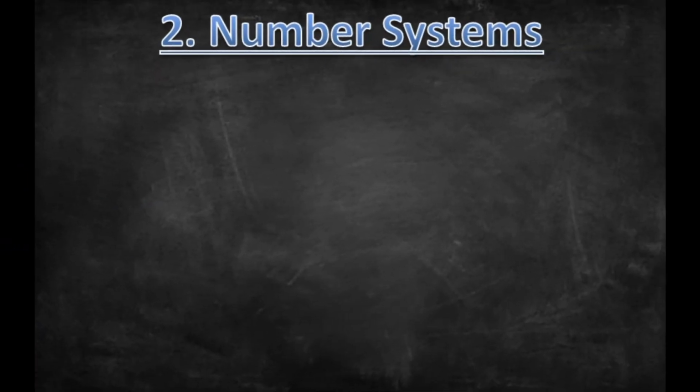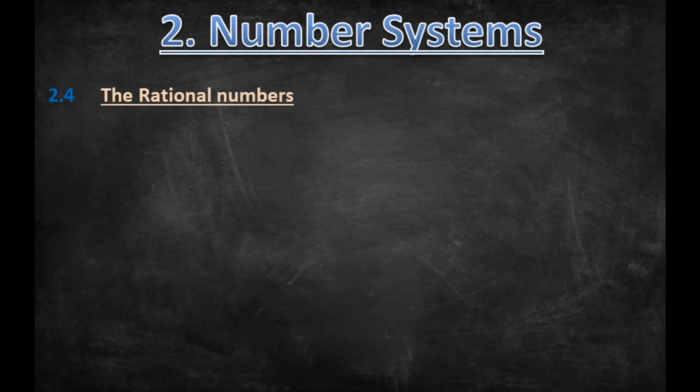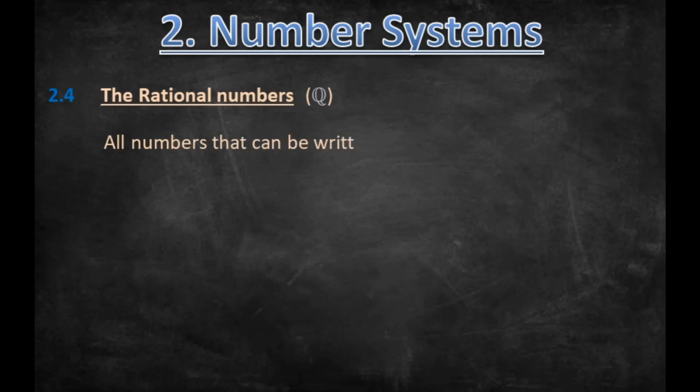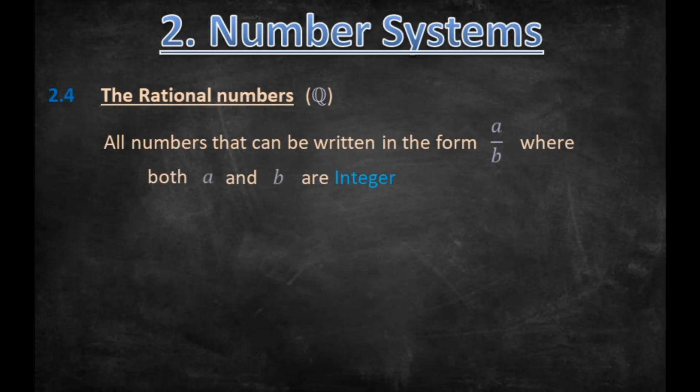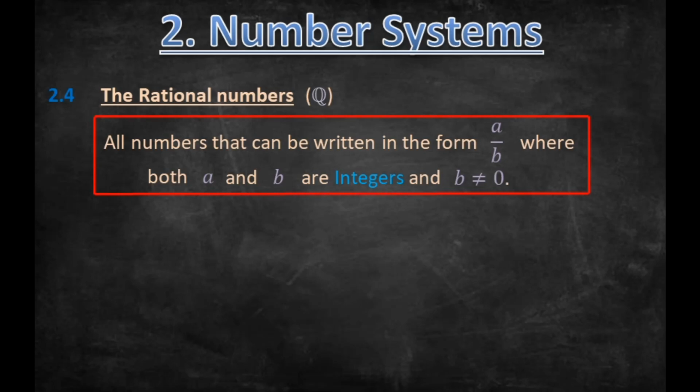Let's go back to number systems. The fourth number system that we want to discuss are the rational numbers, and we use the letter Q to denote the rational numbers with. These are all numbers that can be written in the form a over b, in other words as a fraction, where both a and b are integers and b cannot be 0, since we can't divide by 0.